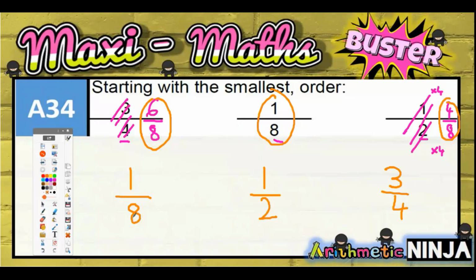in my answer. So the final answer is 1 eighth is the smallest, half is the middle size because that was worth 4 eighths, and 3/4 is the largest because that was worth 6 eighths.